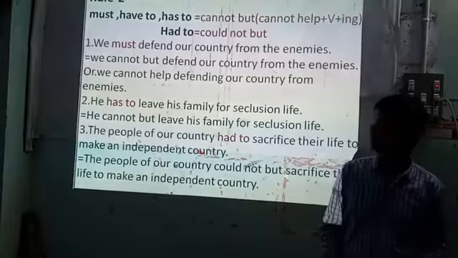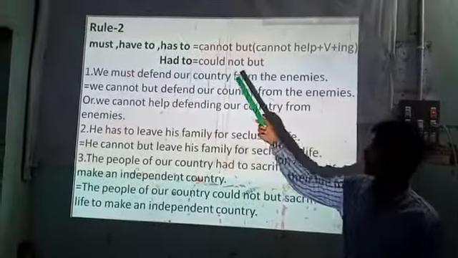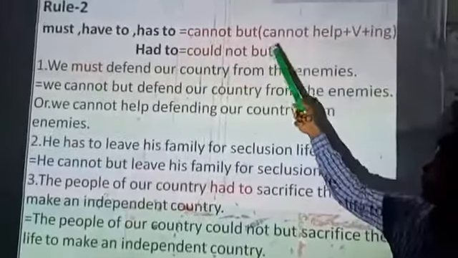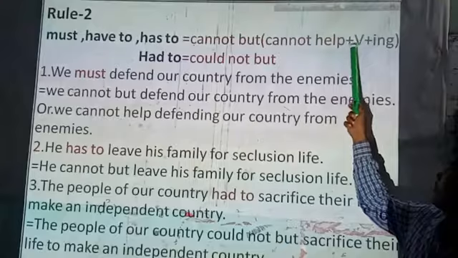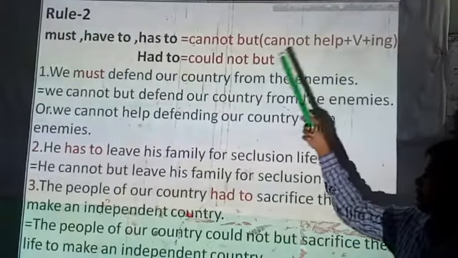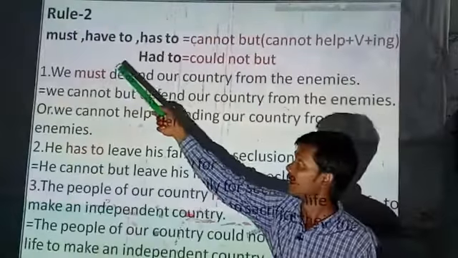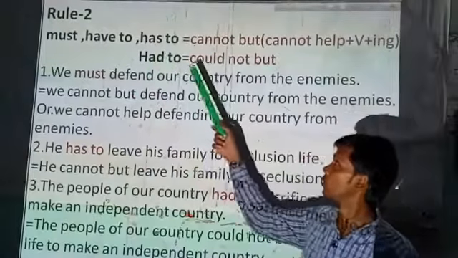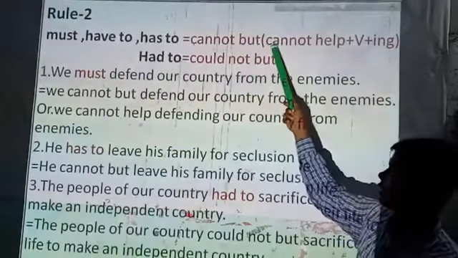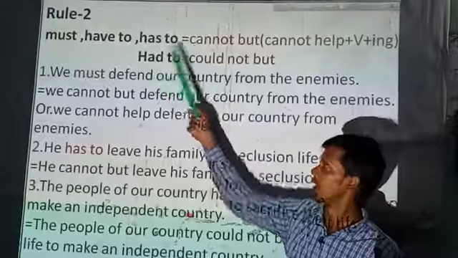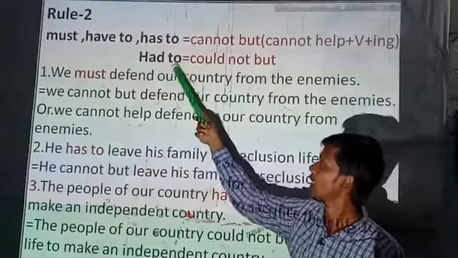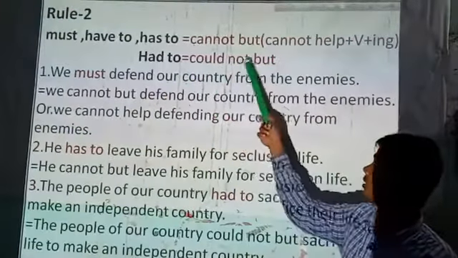Rule 2: must, have to, has to equal to cannot but, or cannot help plus verb plus ing. If there is any word of must, have to or has to, we just write cannot but in place of them, and in case of had to, we must write could not but.